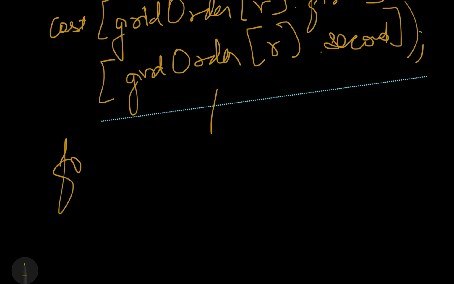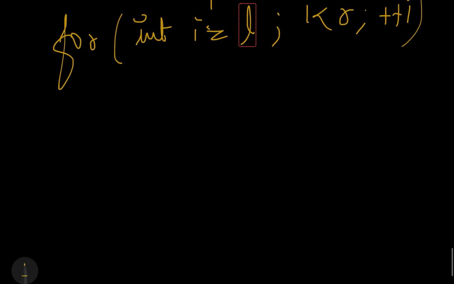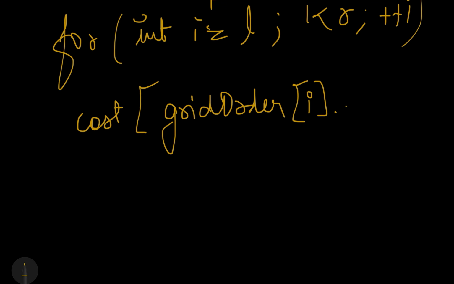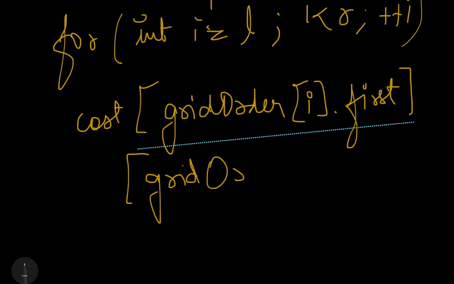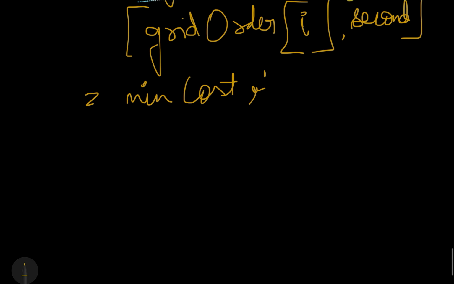Now we'll simply apply the teleportation, that is for I equal to l, I less than r, I plus plus, then our cost of grid order of I dot first, from where we are coming, and grid order of I dot second, from where we are going, will be equal to min of cost, and then all the same value cells will be updated to minimum cost. Okay, now we move forward our window.